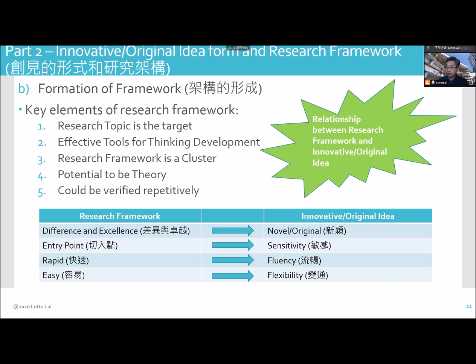Relationship between research framework and innovative original idea. That is a relationship between both. In this table, you can see the framework and idea. If you have something different and excellent, it's novel or original. And consider your entry point. It's your sensitivity to which point to start your research. Rapid is the main influence. Easy is flexibility. So the characteristics of the original idea and the research framework have a correlation.